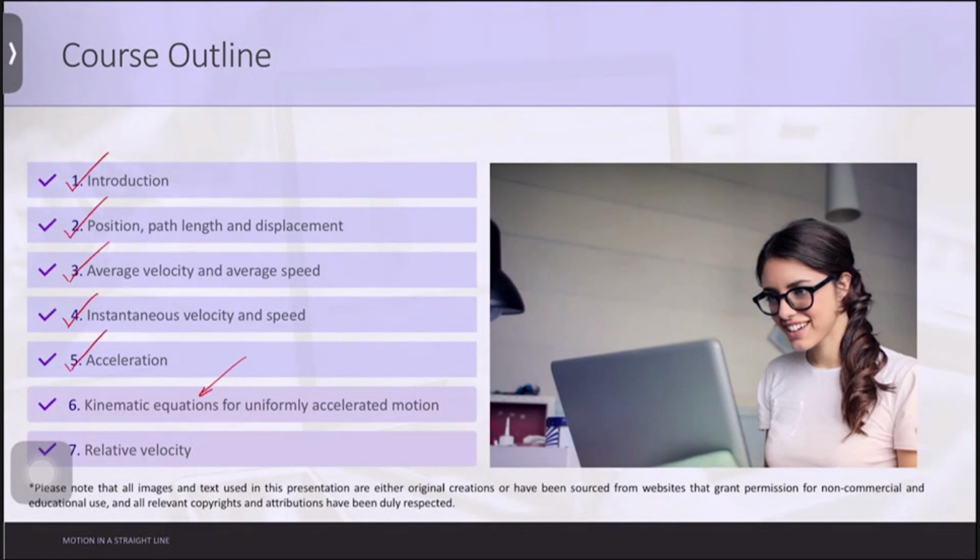We have derived all these kinematic equations, and now we are understanding how to derive them with differential calculus, and then we will understand the other different concepts.